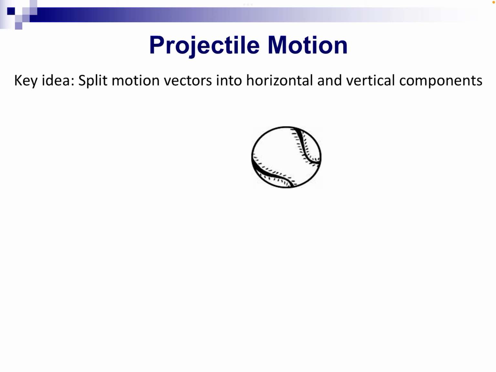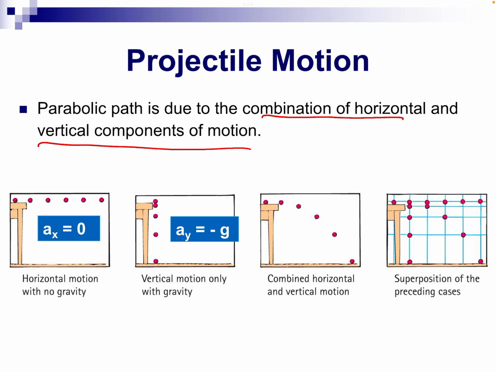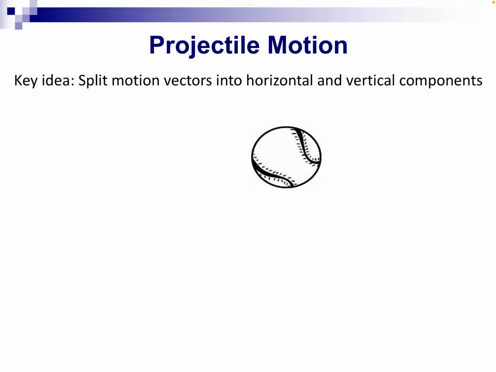Right, so by separating the horizontal and vertical components, it lets us see that projectile motion actually consists of horizontal and vertical components. So the key idea will be to split the motion into horizontal and vertical components. Whenever you're dealing with projectile motion, you have to look at the horizontal component independently of the vertical component of motion.